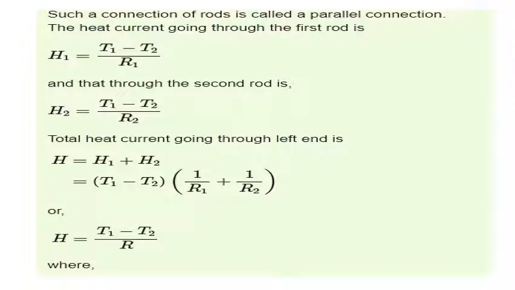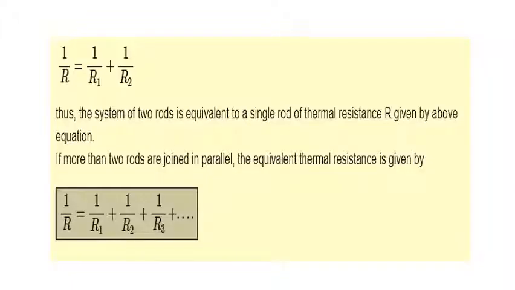The heat current going through the first rod is T1 minus T2 divided by R1, and through the second one it will be T1 minus T2 divided by R2, because the temperature difference is the same at the ends of each rod. The total heat current will be H1 plus H2, and by putting in the values and solving, you can see that the equivalent resistance will come out to be 1 by R equals 1 by R1 plus 1 by R2 plus 1 by R3 and so on.